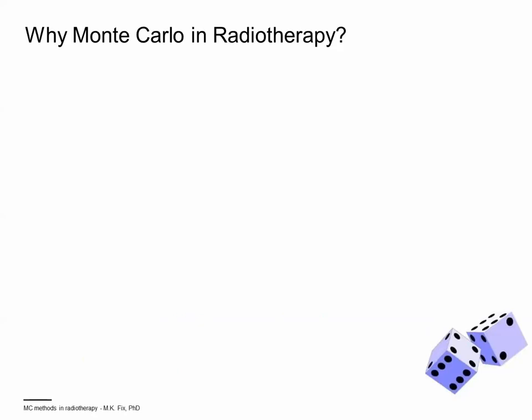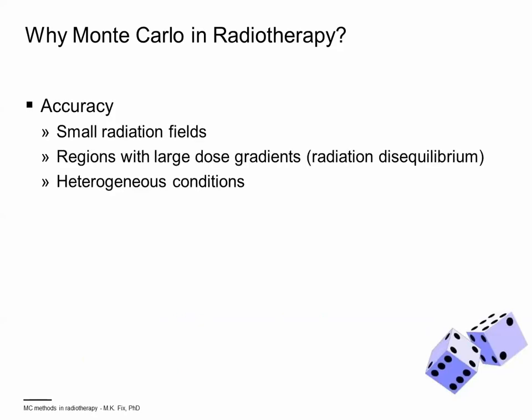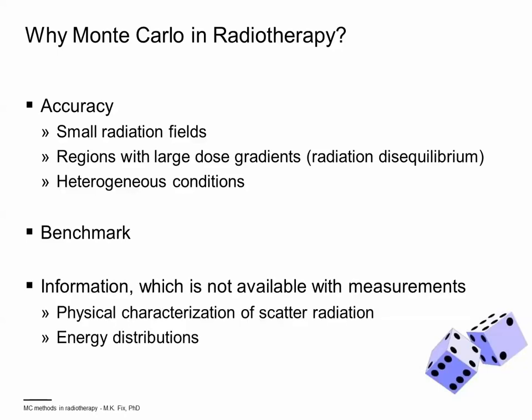Now, what are the potential benefits of Monte Carlo in radiation therapy? First of all, it's named its accuracy. The accuracy can be of advantage for small radiation fields, regions with large dose gradients and radiation disequilibrium, as well as in heterogeneous conditions. Furthermore, it has its value in benchmarking for certain situations and algorithms. And another important feature is that it provides information which is not available with measurements. For example, the physical characterization of scatter radiation or energy distributions.